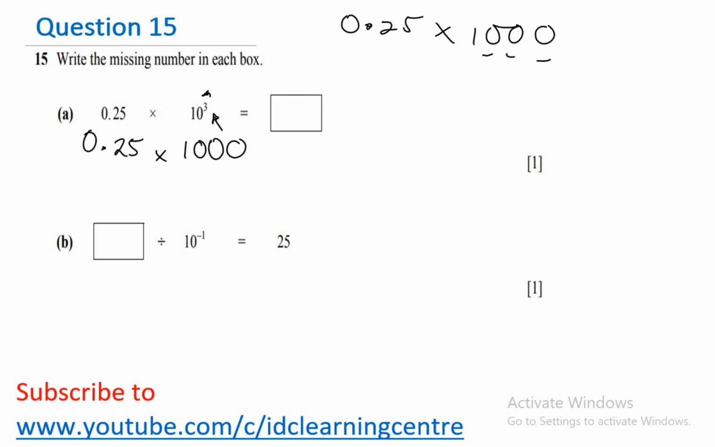That means it's 1000. 1000 is the same thing as 10 raised to the power 3. Since 1000 has 3 zeros, from the decimal point, you count 3 places. 1, 2, and 3. Put your 0 here. My answer will be 250 and the decimal is gone.